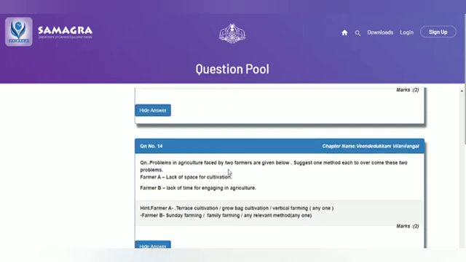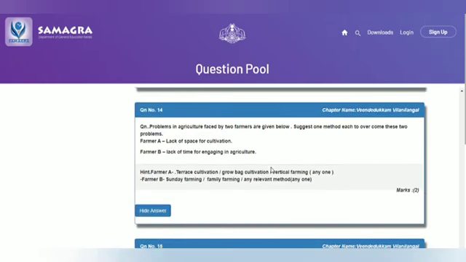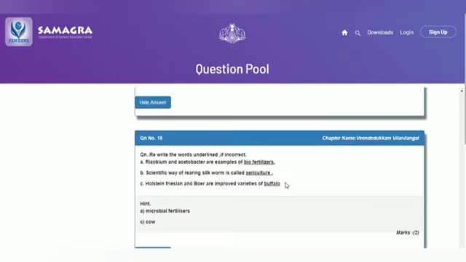Problems in agriculture faced by 2 farmers are given below. Suggest one method each to overcome these 2 problems. Farmer A, lack of space for cultivation. Farmer B, lack of time for engaging in agriculture. So for farmer A: terrace cultivation, grow bag cultivation, vertical farming, any of these methods. For lack of time: Sunday farming, family farming, or any relevant method.